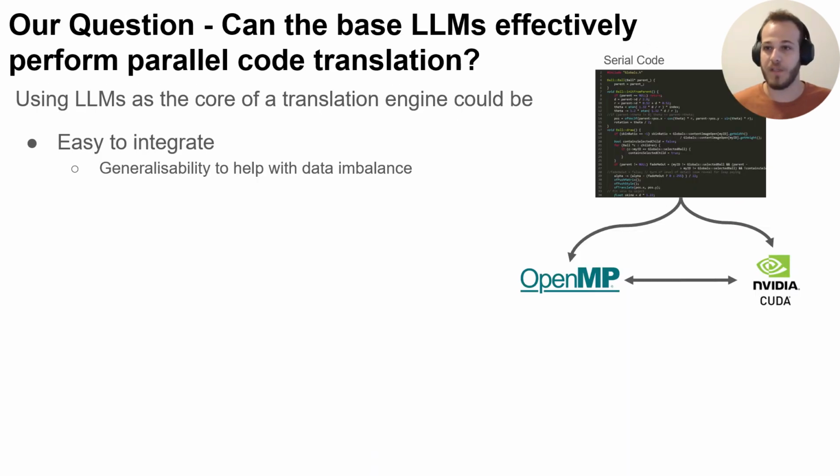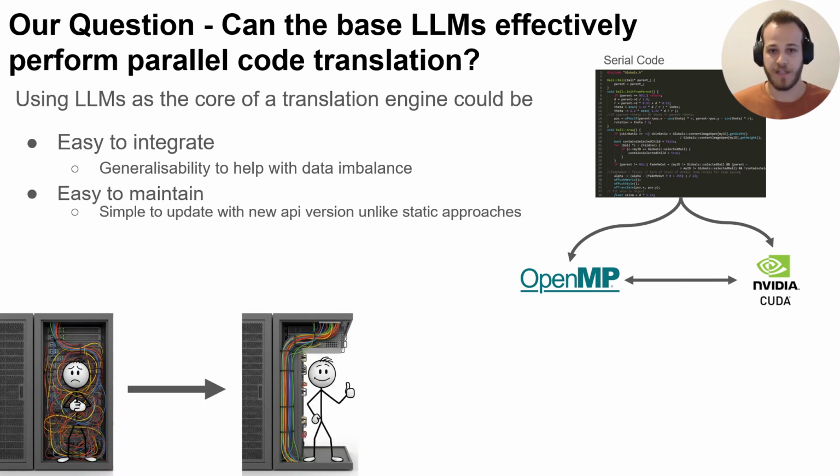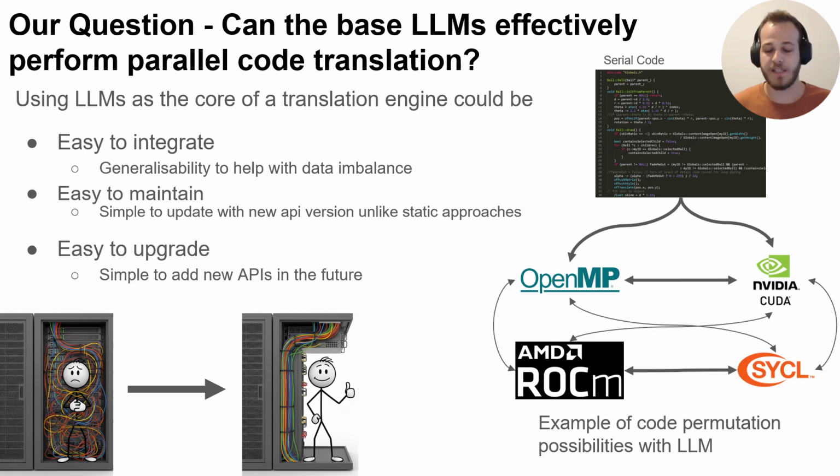And so what we came to ask is, can these LLMs be a backbone for this magical perfect translation pipeline that we're looking for, that can do both serial to parallel and between different parallel APIs. That is easy to implement because we don't need to handcraft rules, and easy to maintain because we have the data approach, and easy to upgrade because of the generalizability of our backbone, and we can add future languages a lot easier.